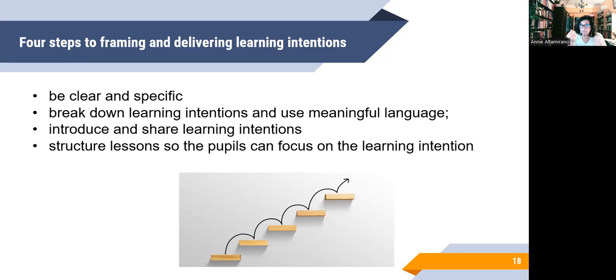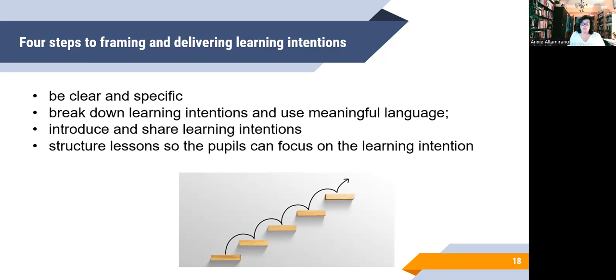But quite frequently, these are expressed in language that the students don't necessarily understand because they are written for the teachers, not for the students. So we need to break these down into smaller, manageable learning intentions, perhaps, and in student-friendly language. Also, introduce and share the learning intentions appropriately at the beginning of the lesson so that students know what they are going to do and why they are going to do it.